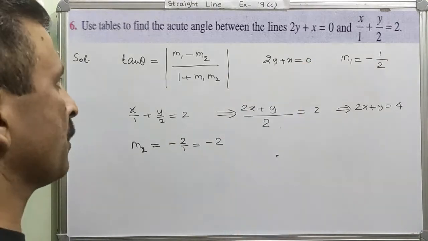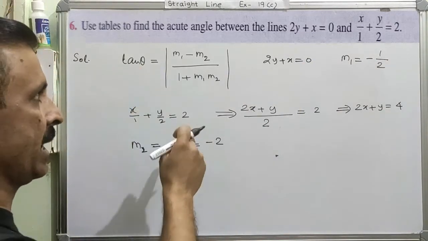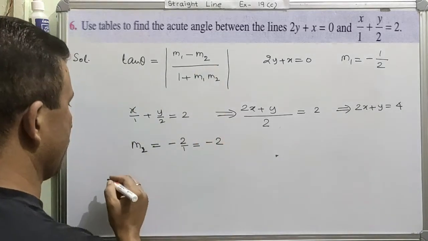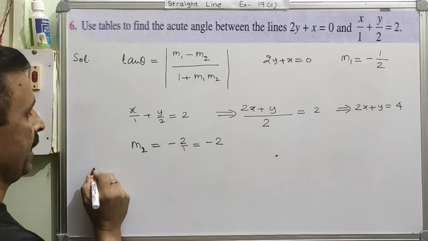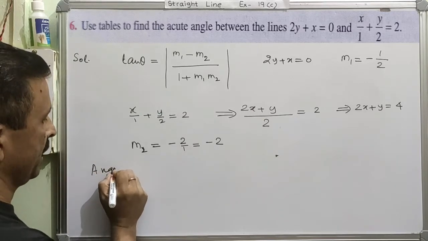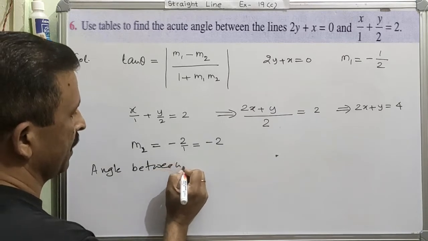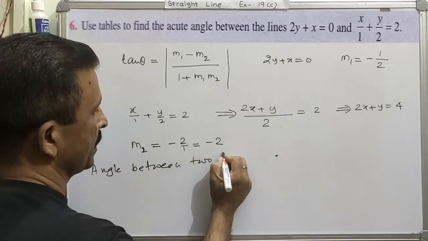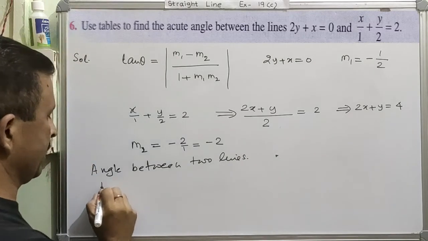So with these two slopes, we can find out the angle between the two lines. Theta is the angle between the two lines using this formula. So therefore, the angle between the two lines: we are going to calculate tan theta.